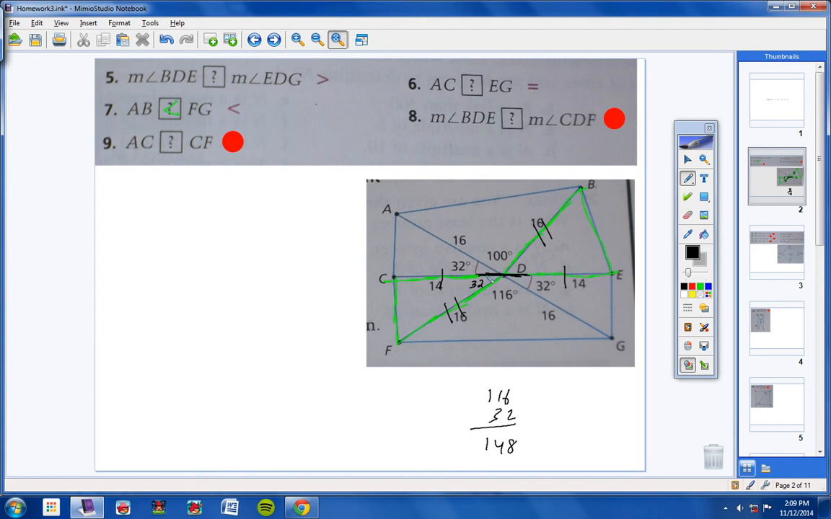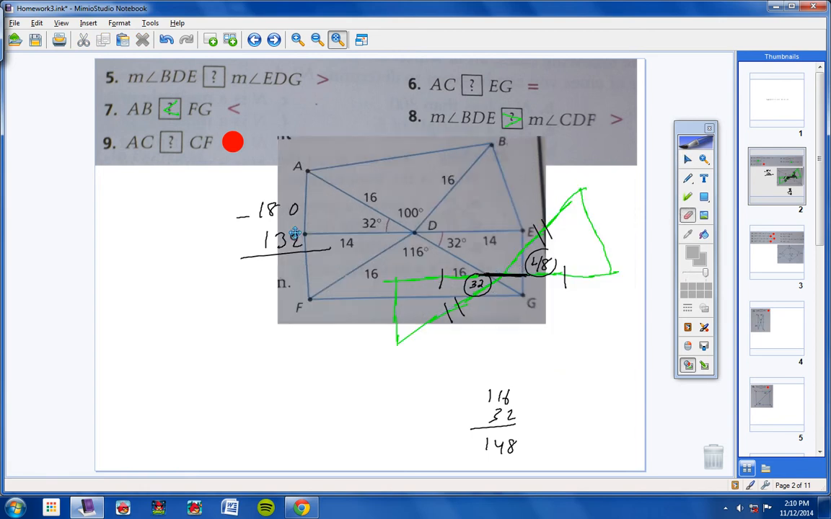Now I've got a straight line here. So I'm going to take this angle, and this angle, and this angle, and they should add up to 180. So 100 plus 32 is 132, minus that from 180, and you get 48 degrees. So this angle here is 32. This angle here is 48. So this angle here is bigger than this angle here. BDE is bigger than CDF. So, greater than. Okay? Moving on.